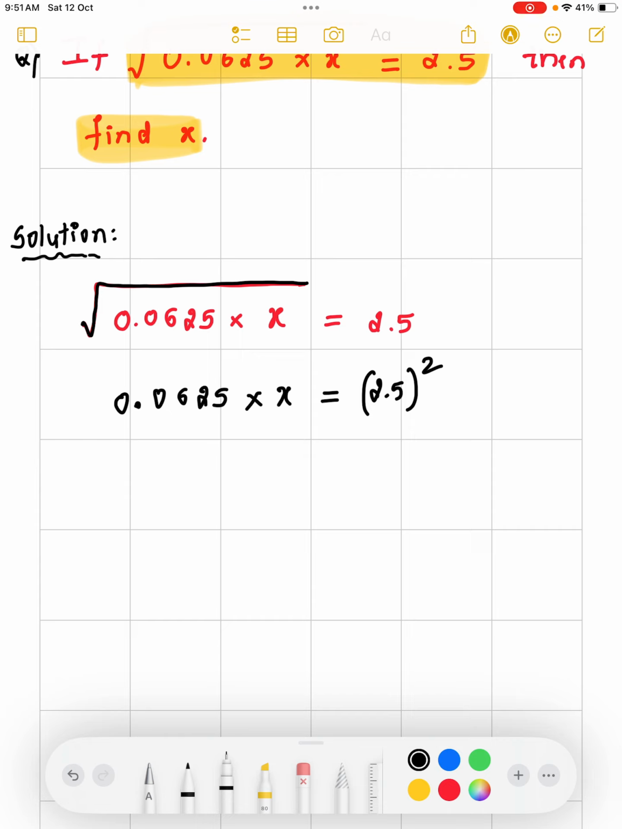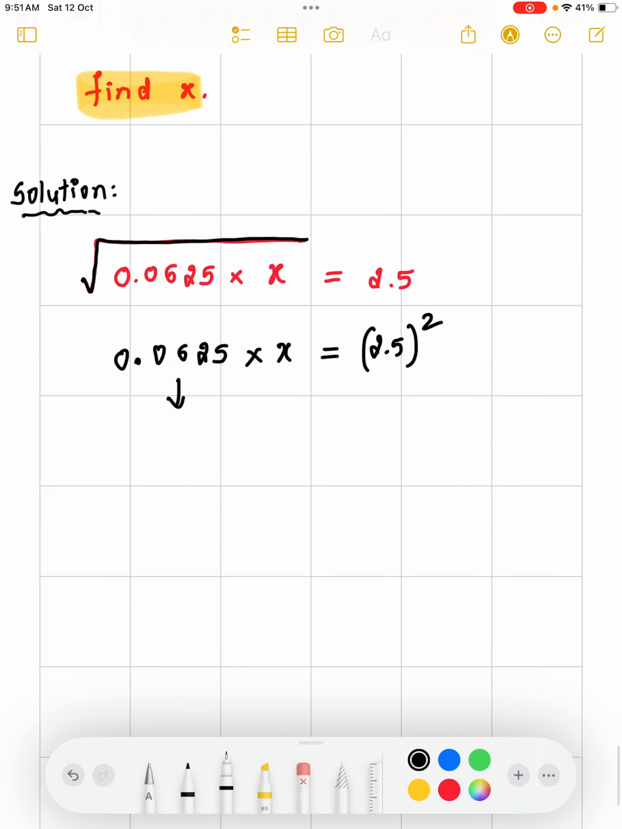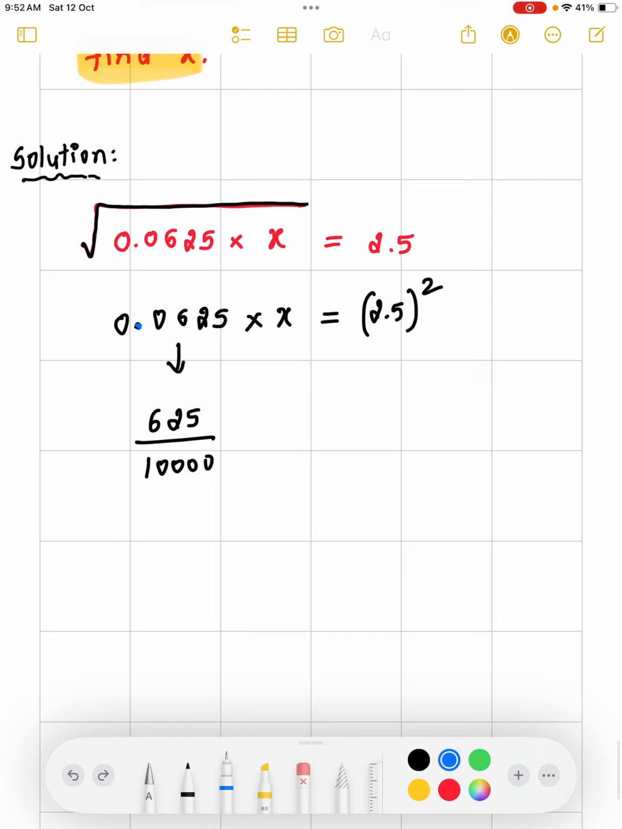Now if we are finding it difficult to deal with decimal numbers, let us convert it into a fraction. So 0.0625 can be written as 625 divided by 10,000. Right, 4 zeros, because after the decimal we are having 4 digits: 1, 2, 3, 4.